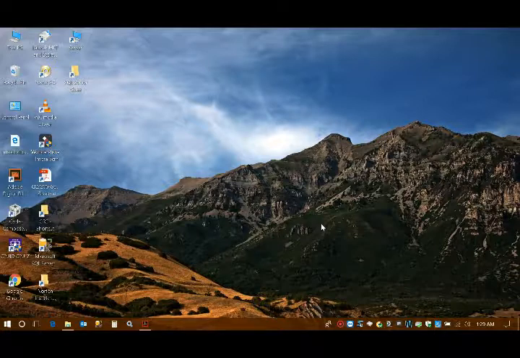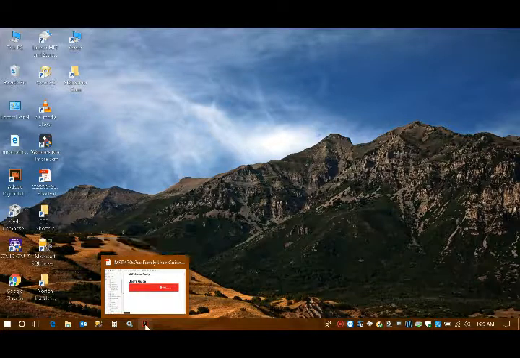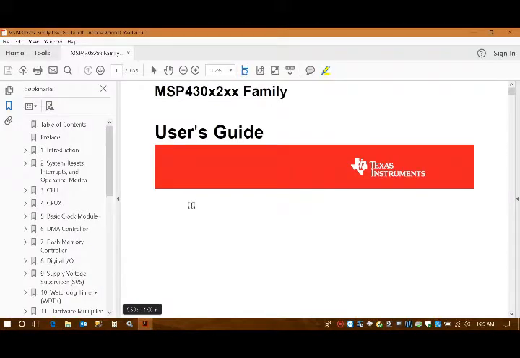So the microcontroller that I will be using is nothing but what we call the MSP430. Now, why the name MSP430?